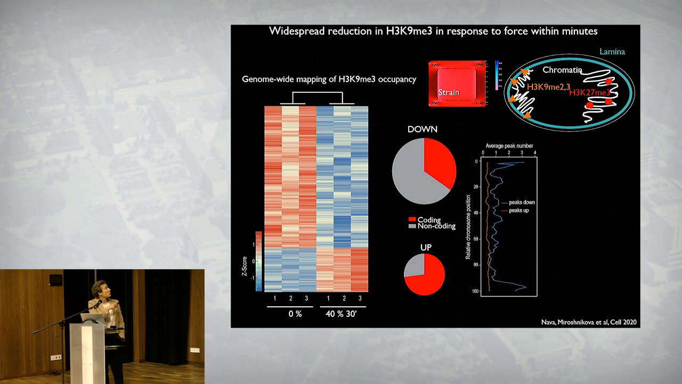And the second interesting feature was that whereas the upregulated peaks were not enriched anywhere specifically along the chromosome lengths, the downregulated peaks were heavily enriched at chromosome ends, where we have the telomeres and subtelomeric regions, which are really high in this K9 modification and also frequently anchored to the nuclear lamina. So this was interesting because we seem to have this change particularly in these non-coding regions close to the nuclear lamina. So we asked, does this change actually have a strong transcriptional consequence?